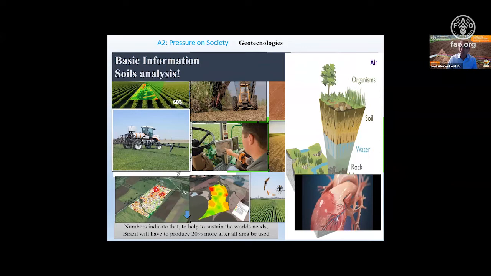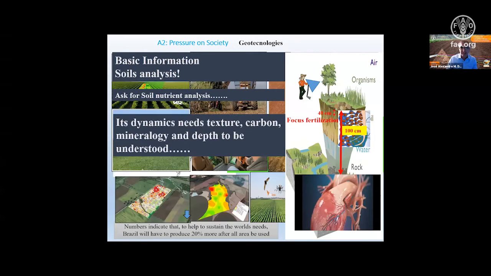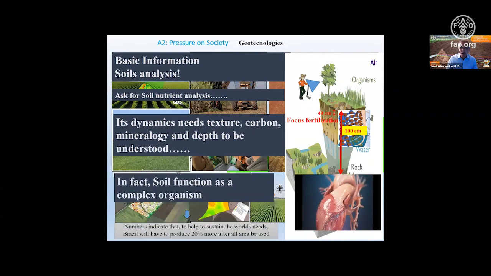Soil analysis is the basic information for everything you say about soils. Now, an important point that we see mostly in farmers is that they look more at the first layer, the surface layer. So they ask mostly for nutrients, for fertilizers. But soils are not only that. Soils are deeper, and complex. They have other important things to make the fertilizer act. So its dynamics needs texture, carbon, mineralogy again, and depth to be understood. So soil, in fact, functions as a complex organism.